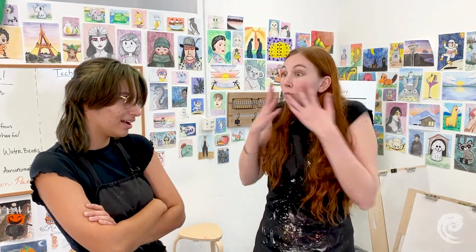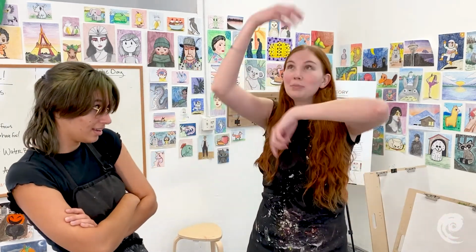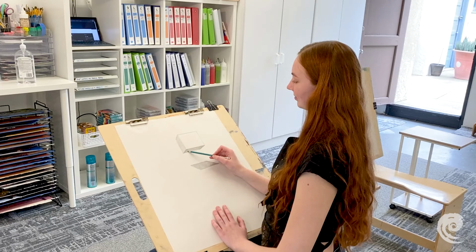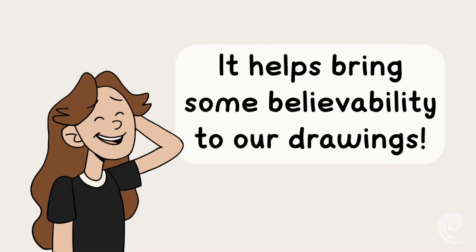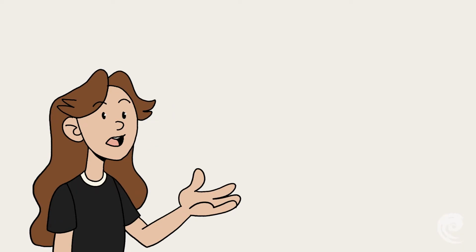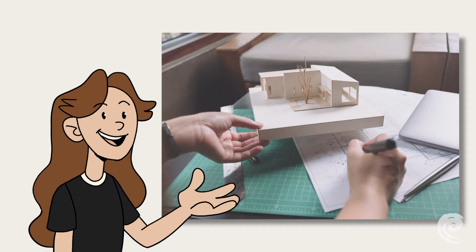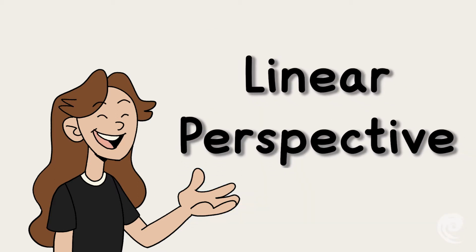Okay, that's awesome and all, but why does it matter? Perspective is everywhere. As artists, we need to understand how to draw something on a 2D surface and make it look like it's 3D. It helps bring some believability to our drawings. This type of perspective, the one that artists use to portray depth, is called linear perspective.